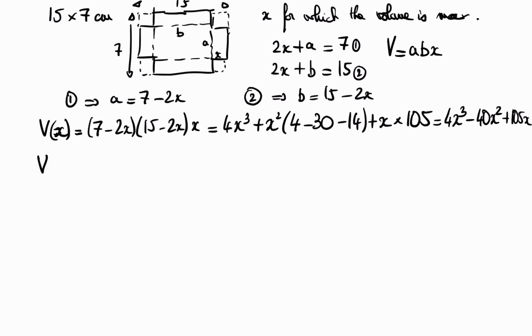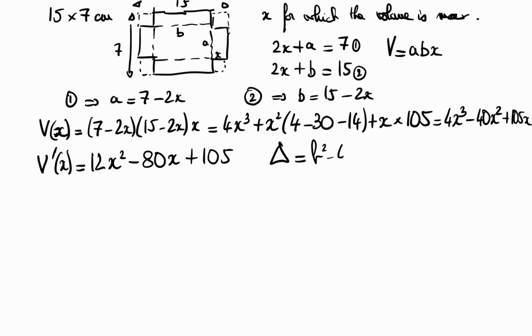So when is this volume at the maximum? Well, we need to find the derivative. The derivative is 12x squared minus 80x plus 105. We need to find the roots for this. Delta is equal to b squared minus 4ac, which is 80 squared minus 4 times 105 times 12, which is 1360.